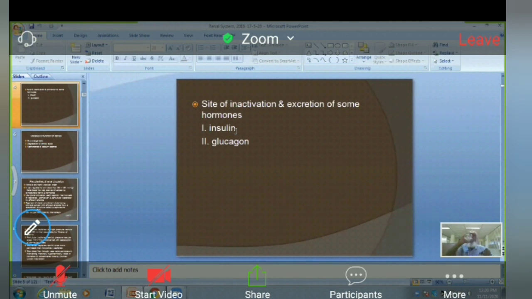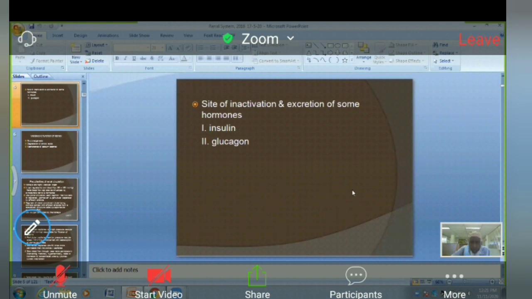Insulin, glucagon. 60% of the insulin is inactivated in the liver. The rest, 40%, is inactivated in the kidneys after its action. When the action of insulin is over, it needs to be removed from the body, and this removal is by inactivation. The most important site is the liver, 60% in normal health. And the rest, 40%, is eliminated in the kidneys.